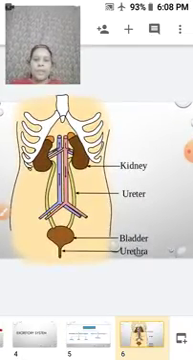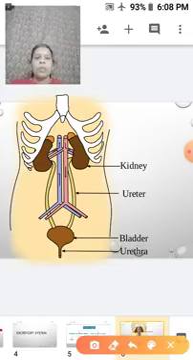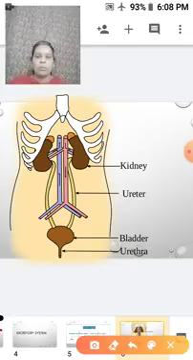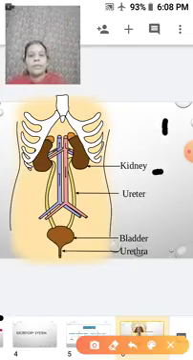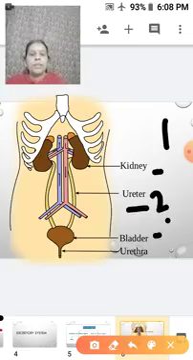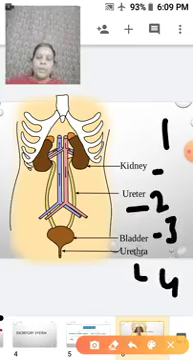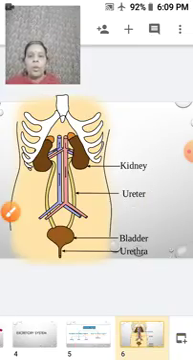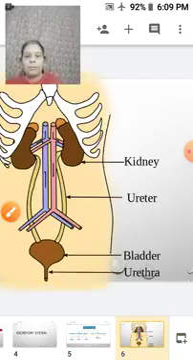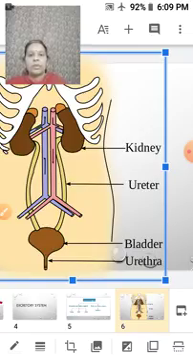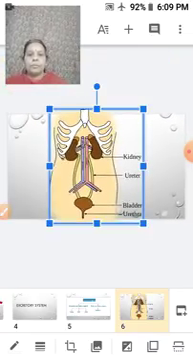As I just said, the excretory system in human beings consists of four parts. One is the kidney, second is the ureter, third is the urinary bladder, and the fourth is the urethra. So we will be taking all four of them one by one. Here you can see the figure of the same. It is also given in your book.